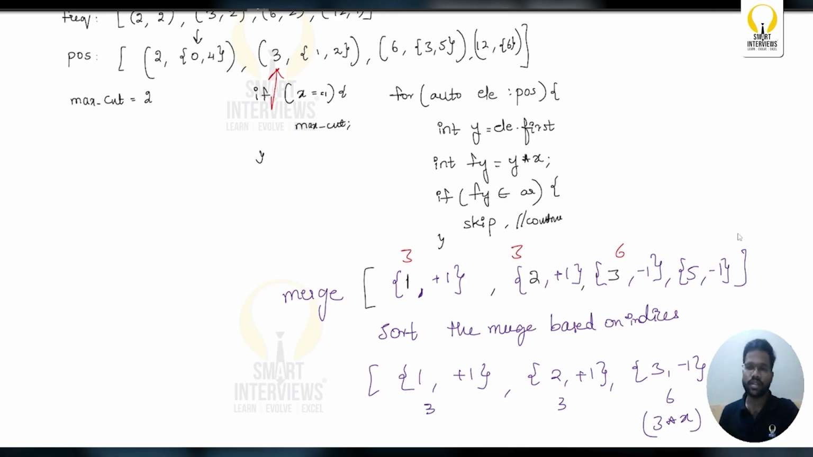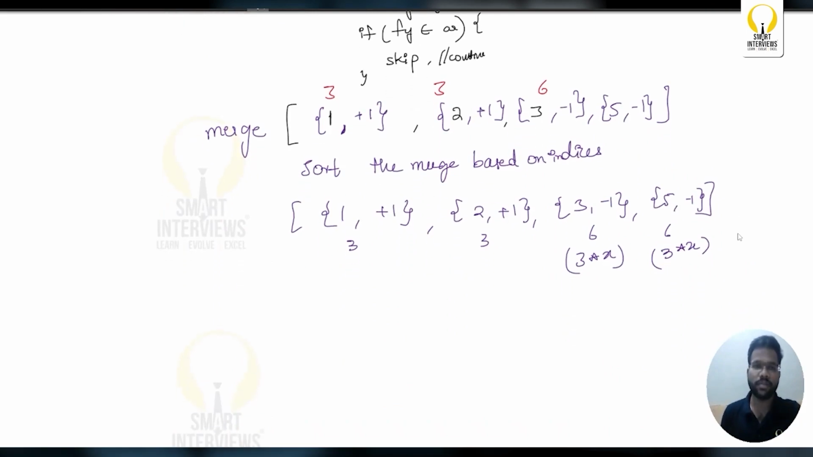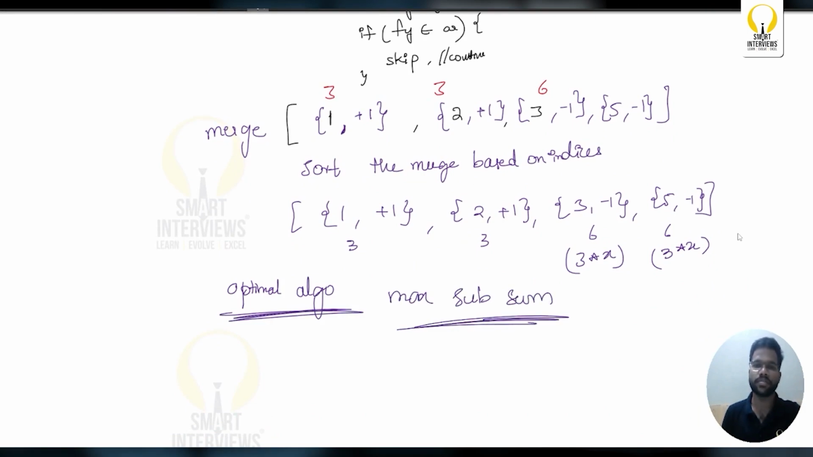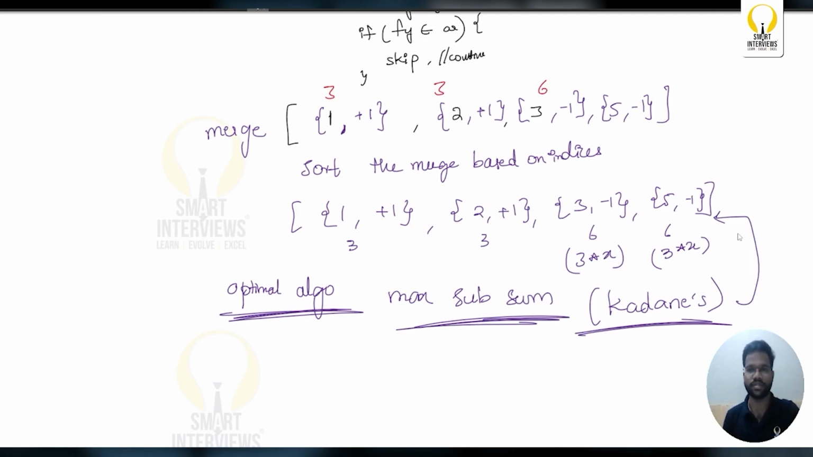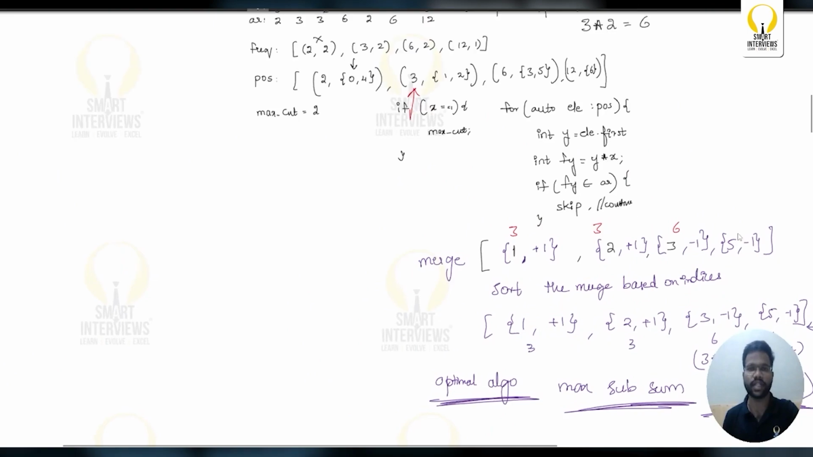Okay, once I got this, is there any optimal algorithm which gives you the maximum subarray? Yes, it is Kadane's algorithm. And what I will do is simply apply Kadane's on this sorted data. That's it. This is the entire logic.